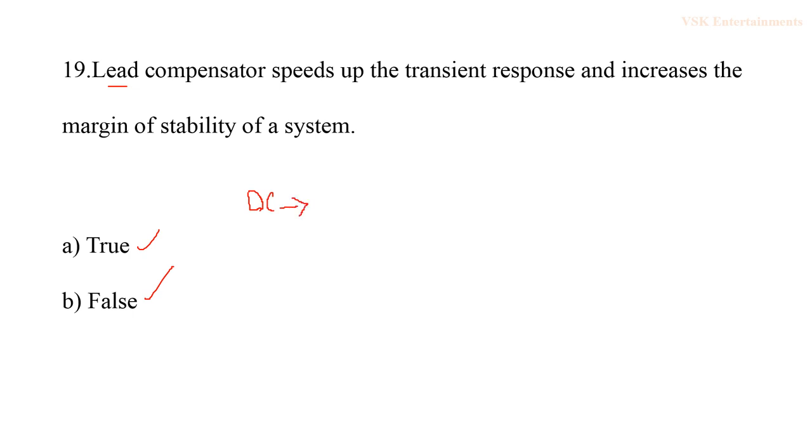In a derivative compensator, the transient response increases. If the transient response increases, it means the bandwidth of the system increases. If the bandwidth increases, it means the stability of the system increases. So the lead compensator speeds up the transient response, which is correct, and it increases the margin of stability. So it is a true statement regarding the lead compensator or derivative compensator. So option A is the right answer for this bit.